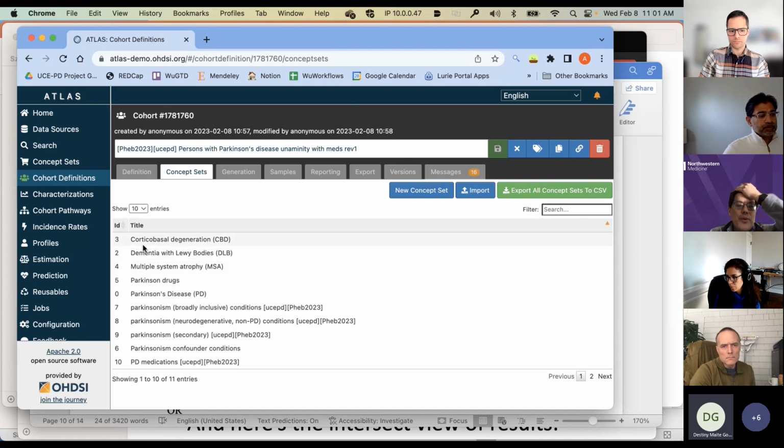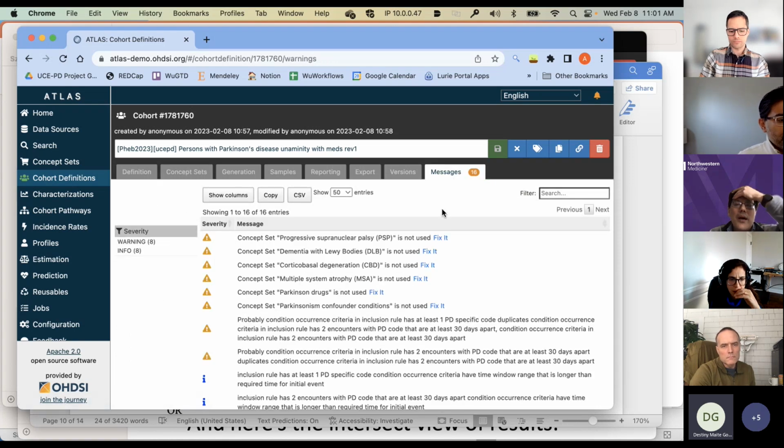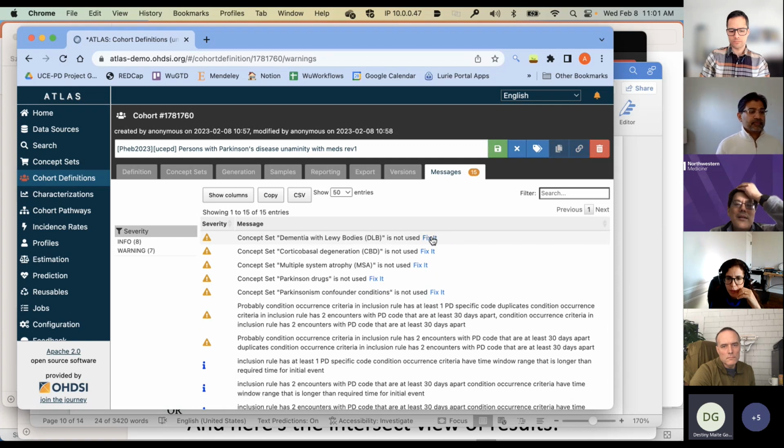Yeah, if there's a way to remove these other concept sets that are not used. So if you go to that messages tab, which has the 16 number to it, and you can just say fix it, and you're done. What do you mean by not used? Are they wrong, or you think they're not used in the current? They were created by Ryan last year as individual concepts, but didn't really go through all the hierarchies that I did. Okay, so you subsume.